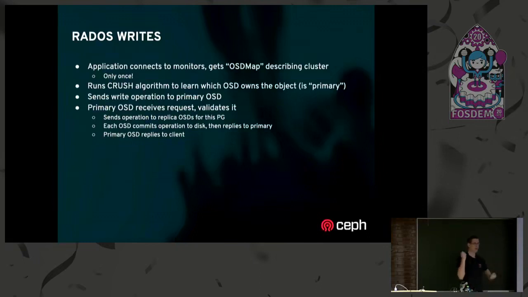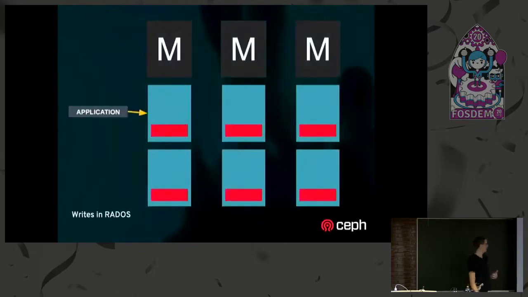They say, hey, I want to do a read or I want to do a write to this particular object foo, and they run our magic CRUSH algorithm, which says which OSD is responsible for serving and processing operations on the object foo, and that's called the primary OSD. It sends that write operation to the primary. The primary runs a bunch of validation to make sure the client is allowed to do that. It does some pre-processing. It sends out replication I/O to the other peers or replicas that share that state. And then once the replicas have replied, it returns to the client.